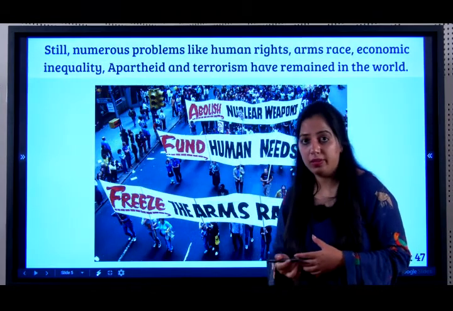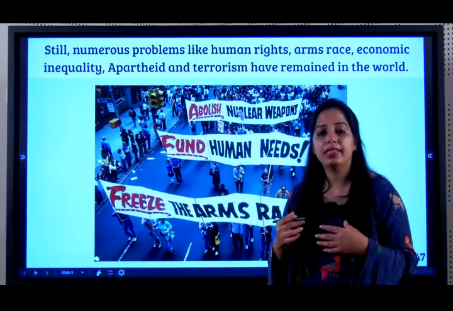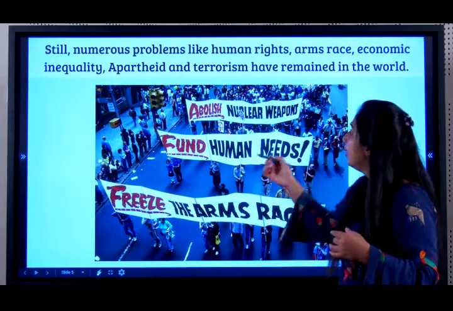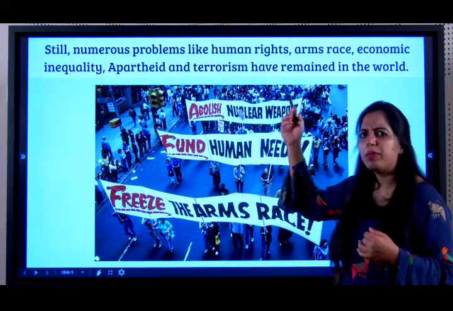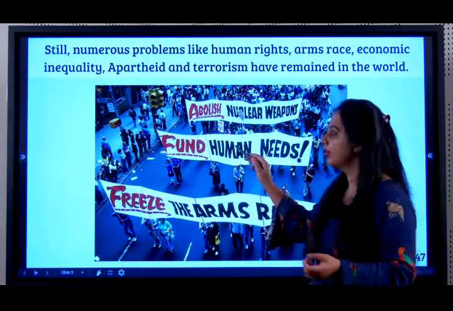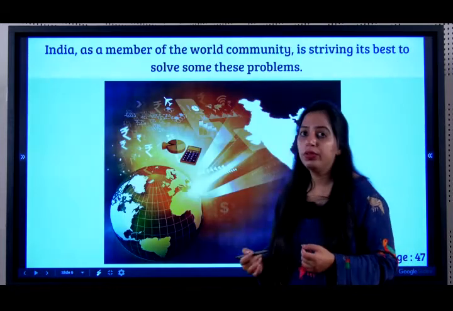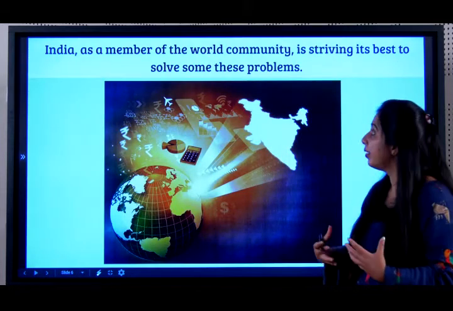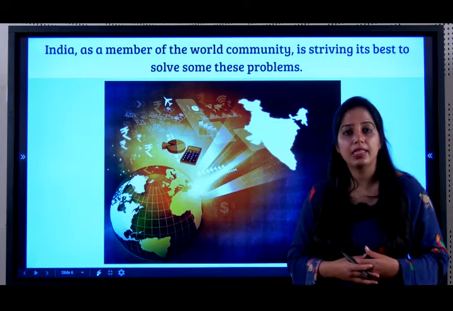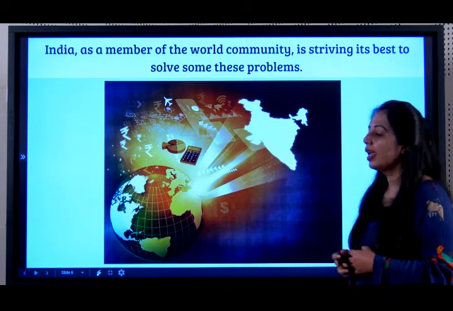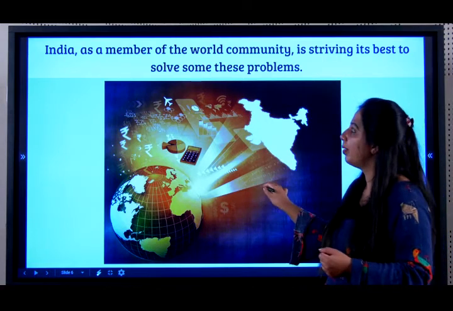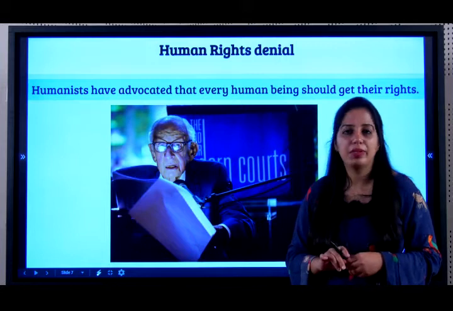There is inequality. There's apartheid. Apartheid is racial discrimination between black and white people. There's terrorism. There are the problems of human rights. There's arms race and so on. So India was a member of the world community by participating in the United Nations organization, and India has participated in solving these global problems. Now we will look at these problems one by one.